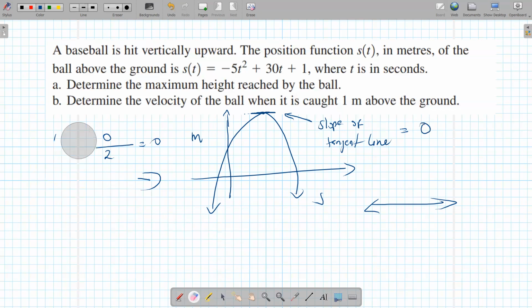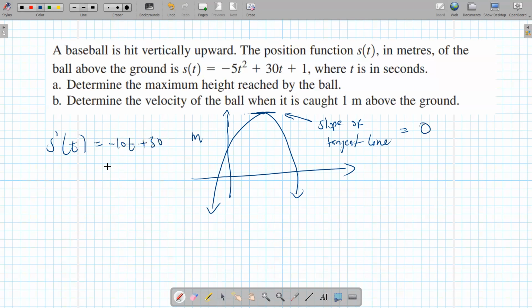How do we find the slope? You find the derivative, right? That's what we've been doing this whole time. To find the slope, you simply find the derivative. What's gonna be s prime of t? Negative 10t plus 30. That's it. Negative 10t plus 30.